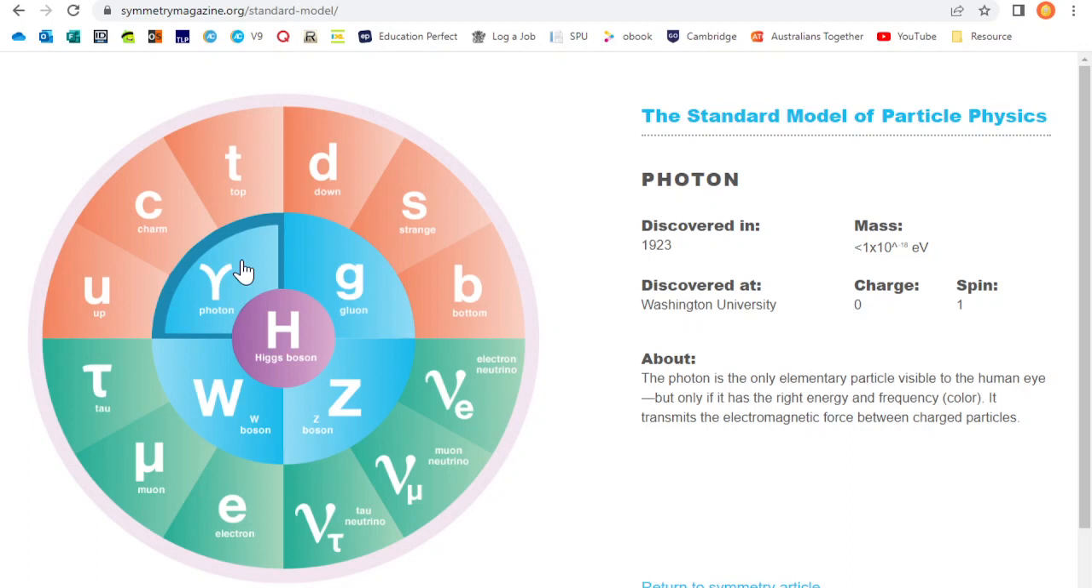But neutrinos do not at all. You could pass light straight through neutrinos, nothing would happen. Every other particle, you would observe something.